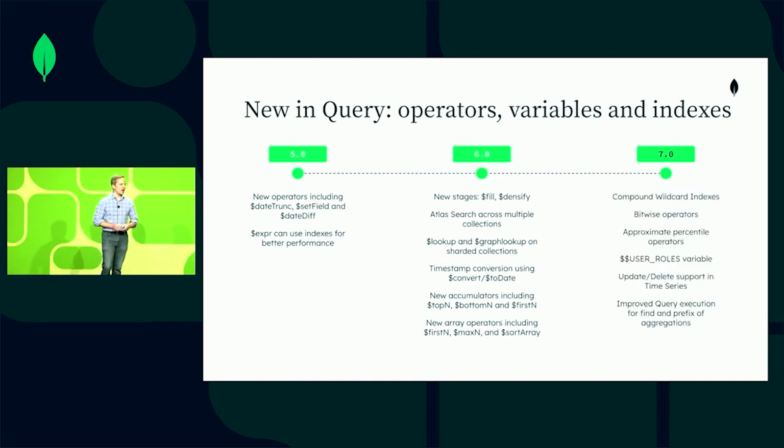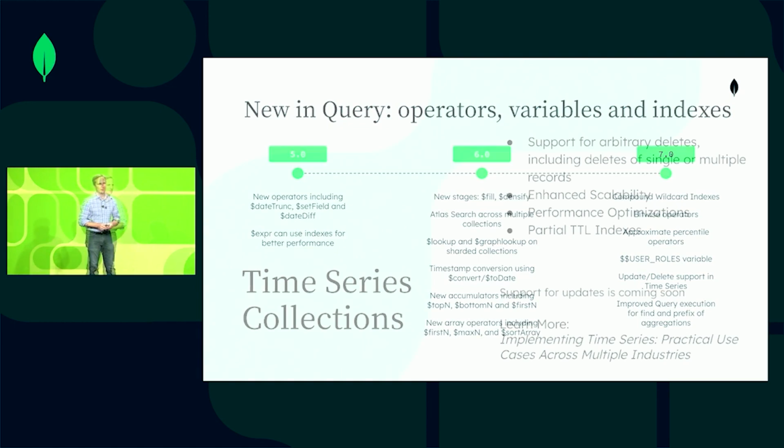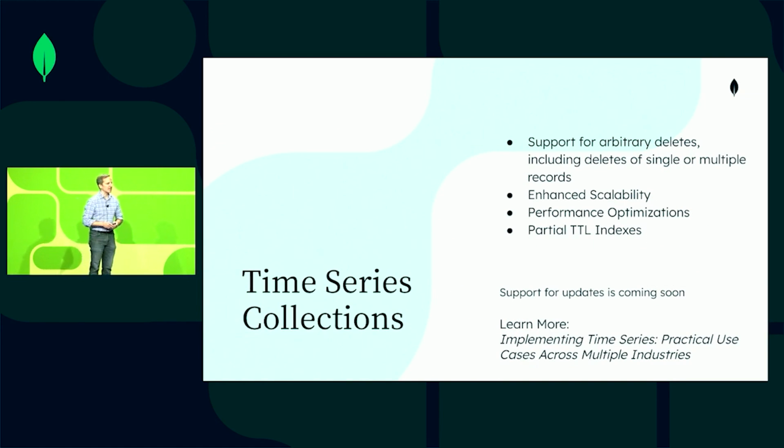7.0, we've got a host of new operators, variables, and indexes that are going to be available for you. We're also making big improvements in time series collections. In addition to the ability for arbitrary deletes and eventually arbitrary updates, we've also made significant performance improvements as well. That's going to make sure that we can work on your largest set of time series data. And finally, partial TTL indexes is going to make it easy for you to age out your data in a more fine-grained, controlled sort of way.